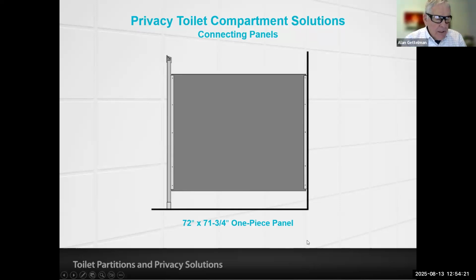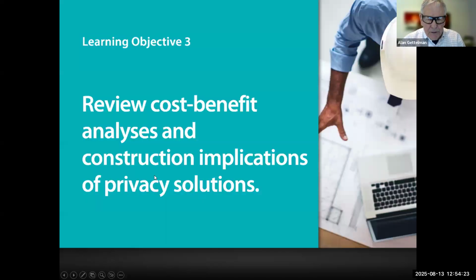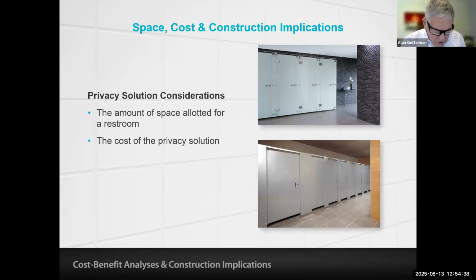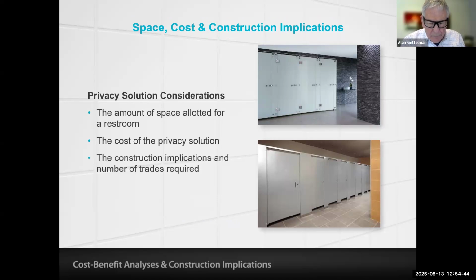All right, now we come to some really significant summaries. Here we're going to look at the cost benefit analysis of the different privacy solutions. Things to consider are the space, the cost of the solution versus the budget, and any implications regarding the number of trades that complicate and increase the construction.